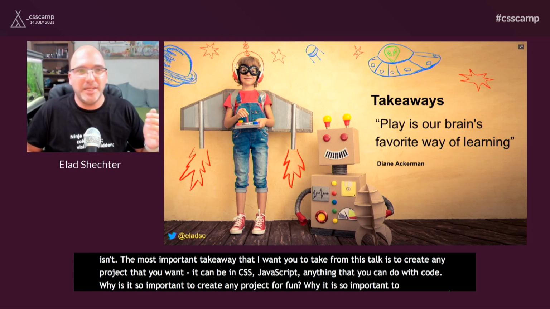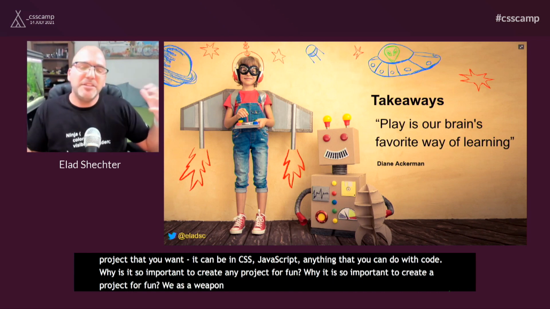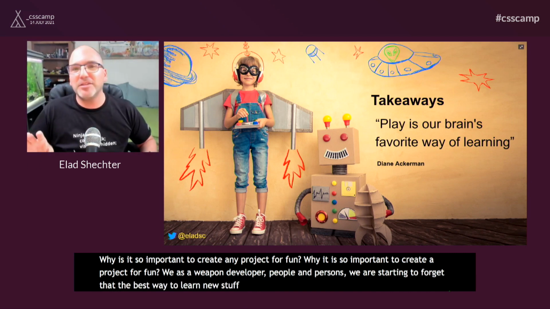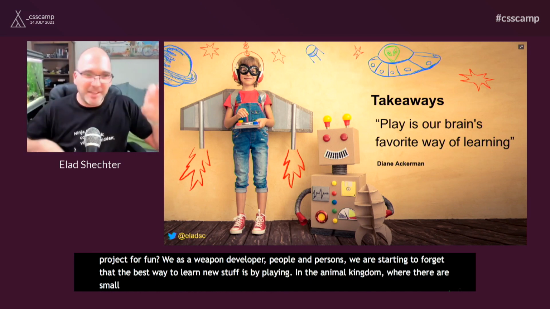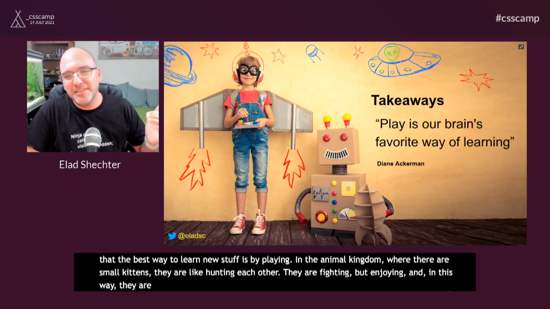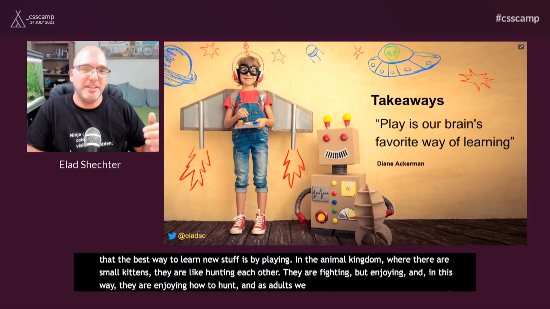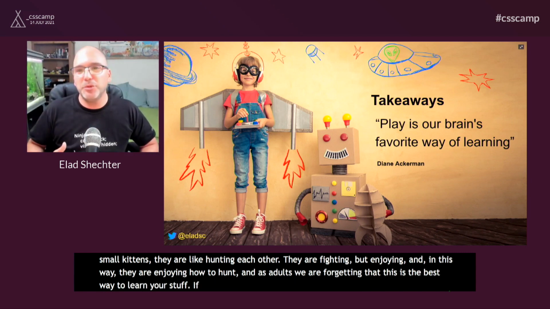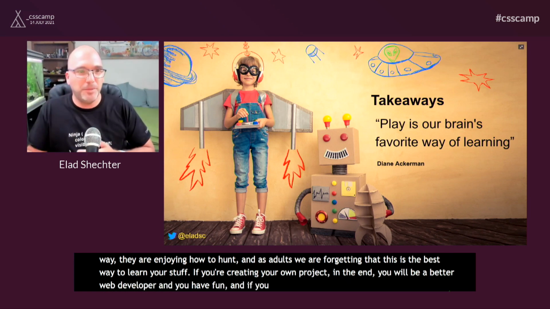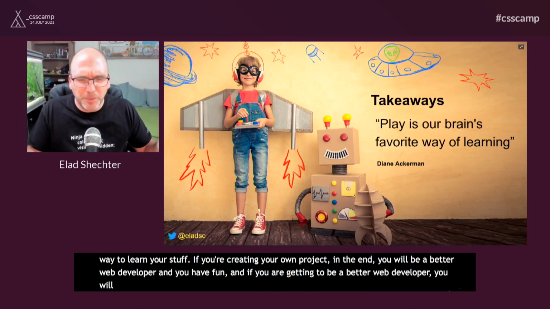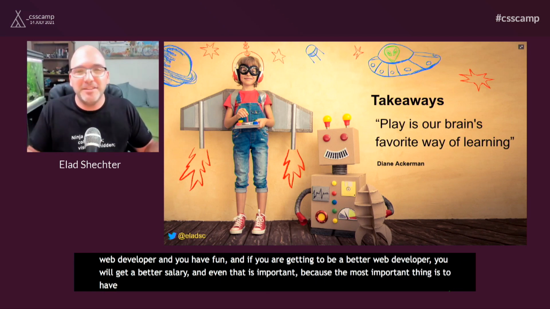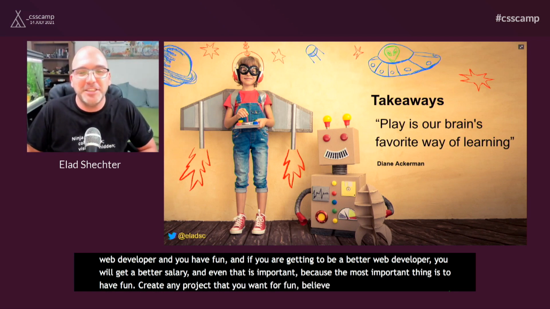We as web developers and as people are starting to forget that the best way to learn new stuff is by playing. In the animal kingdom, when there are small kittens, they are hunting each other. They are hunting, but they are enjoying it. And in this way, they are learning how to hunt. And we as adults are forgetting that this is the best way to learn new stuff. And if you are creating your own project, in the end, you will be a better web developer and you have fun. And if you become a better web developer, you will get a better salary. And even that is important, the most important thing is to have fun. Create any project that you want for fun. And believe me, this is the most fun thing that you can do, and enjoy your own life.